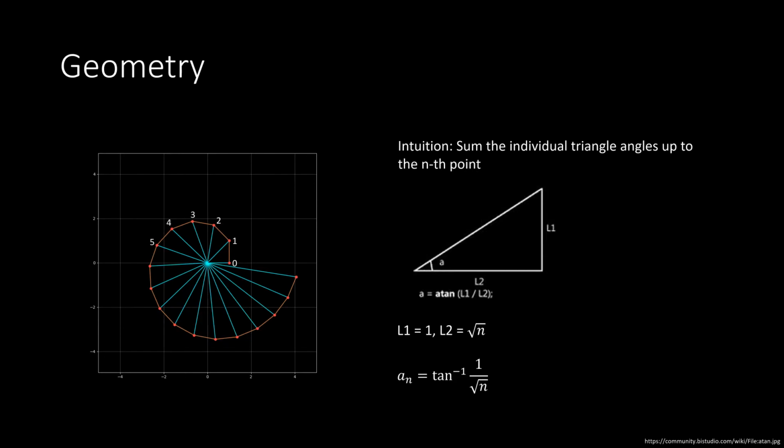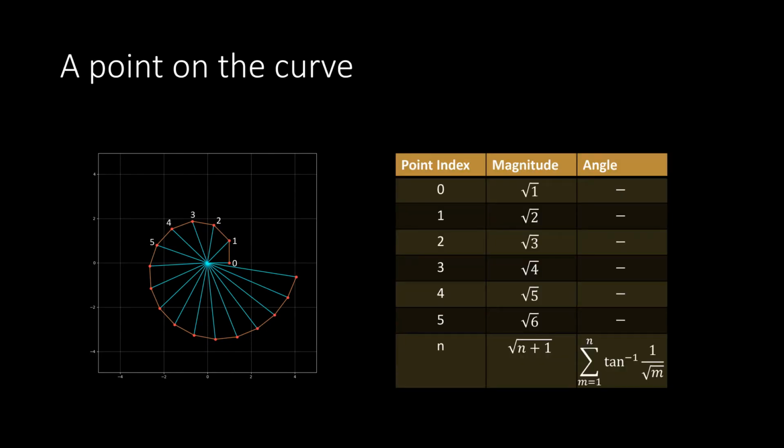So the inverse tangent of the first angle, which is 1 divided by 1, is obviously 45 degrees, and for the second one we have 1 divided by square root of 2, and then the inverse tangent, and so on. And we get all the angles of the individual triangles, and what's left is just to sum them up for all the different n. And that's exactly what I showed you here in the table.